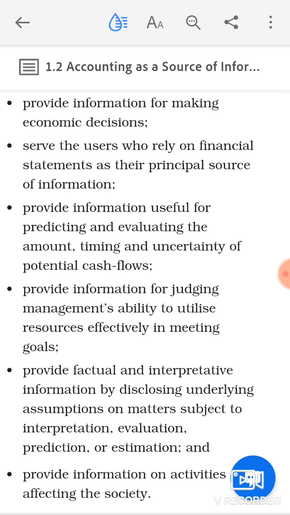And evaluating the amount means how much profit you are going to earn, how much contingent liabilities will arise in future, and so on. Timing and uncertainty of potential cash flows, inflows and outflows, you will come to know about with the help of accounting information. It should also provide information for judging management's ability to utilize resources effectively in meeting goals.